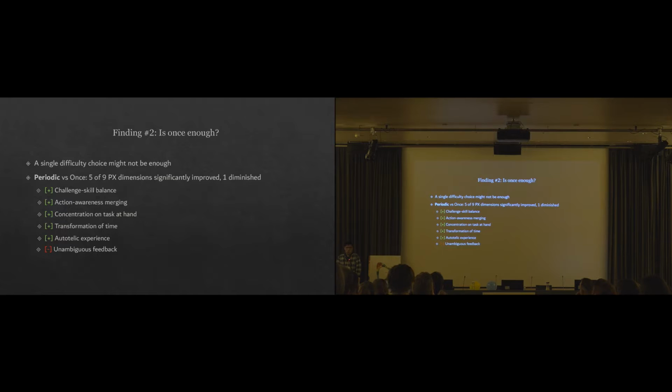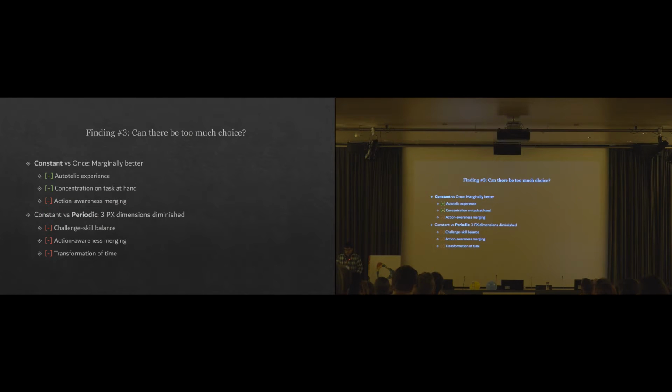So is once enough? In our study, it is actually not enough, right? Because if you compare our periodic condition with the once condition, out of 9 dimensions that we measured, 5 of them were significantly improved, and they are quite important dimensions if you look at them. However, there was one that was actually diminished, which was unambiguous feedback. So the interesting thing here is that providing more choice within the game itself might actually lead to this ambiguity of what is the game trying to tell me.